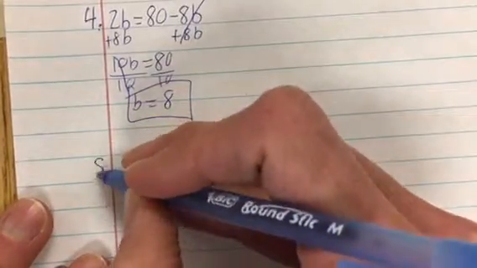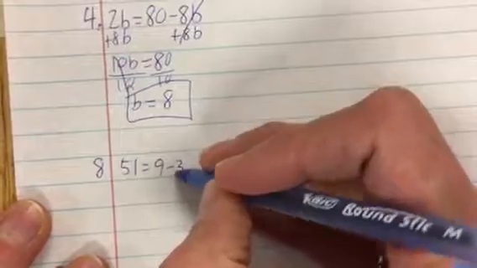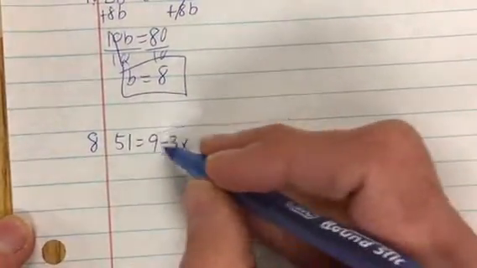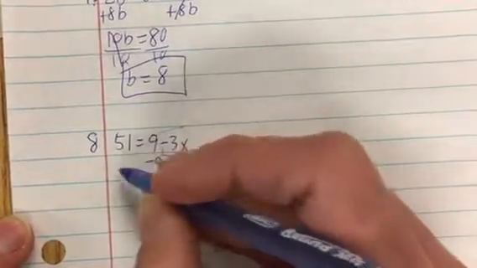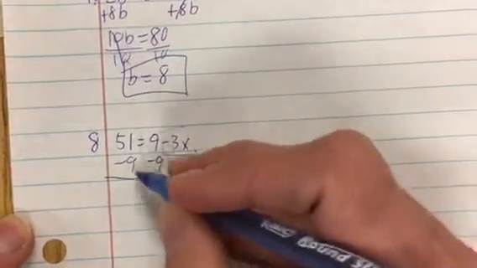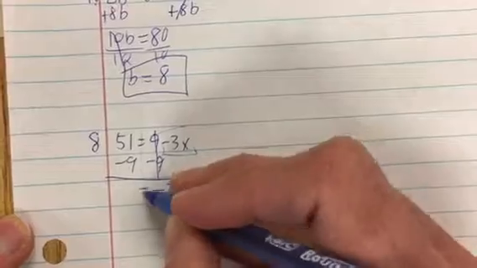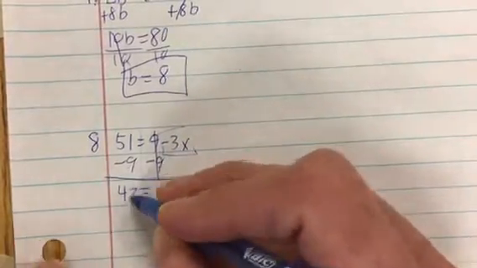For the next one, number 8, where we have 51 equals 9 minus 3x. The negative 3x is by itself, so we can leave it alone. We just want to get rid of the 9 by subtracting 9. If I want to get rid of something, I subtract it. Notice we subtract on both sides of the equation. The 9 goes away, the negative 3x is here, equal sign there, and that is going to be 42, right?